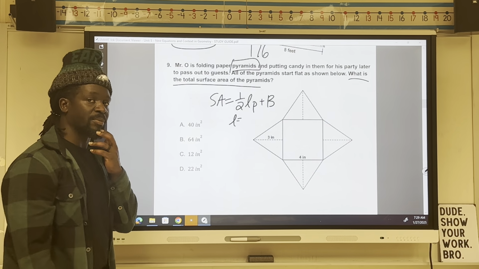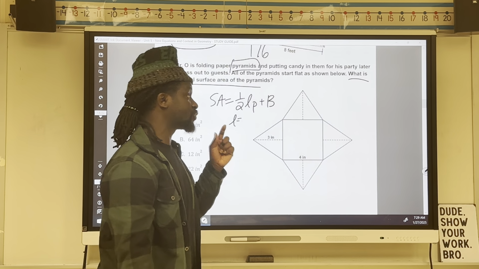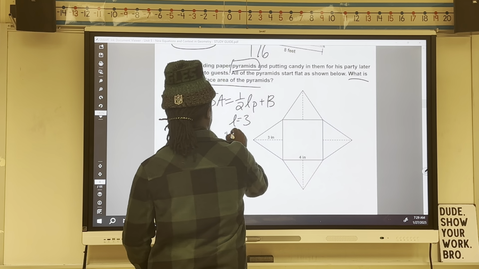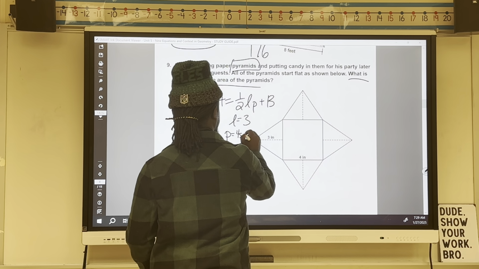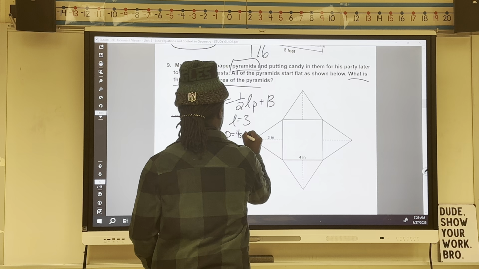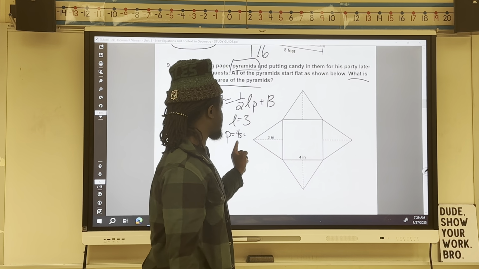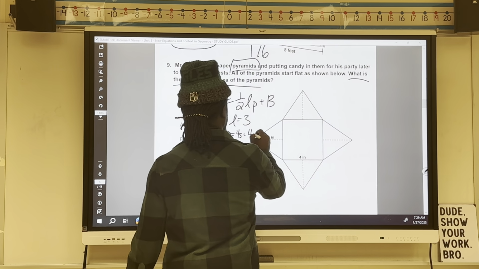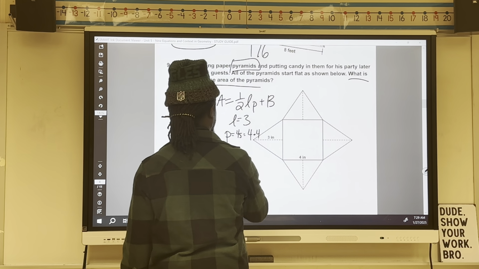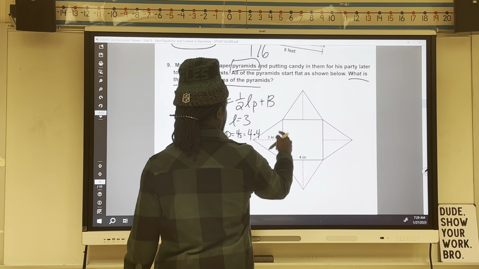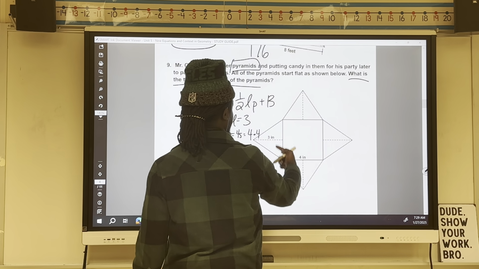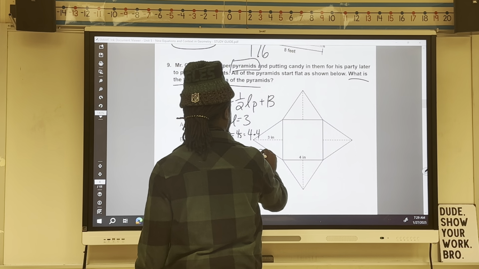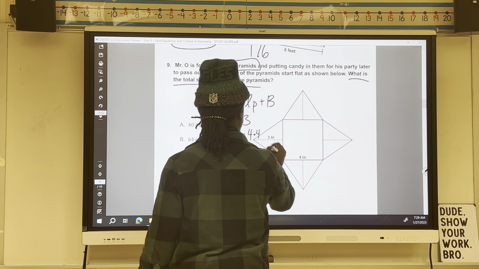So the slant height, remember, the slant height is the height of the triangle, so my slant height is 3. To find the perimeter, I'm going to do 4S. I multiply 4 times the side of the square, so that's 4 times 4 because that's the length of the square. And for big B, I am finding the area of the base, which is the square, so it's going to be S squared. The side is 4, so it's 4 squared. That also is going to give me 16.